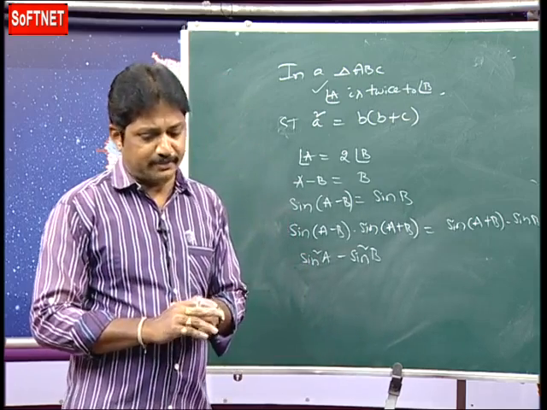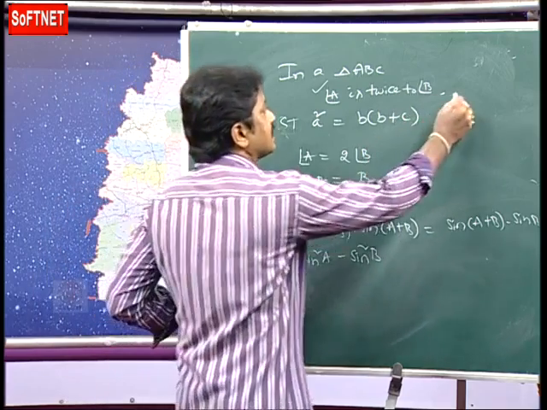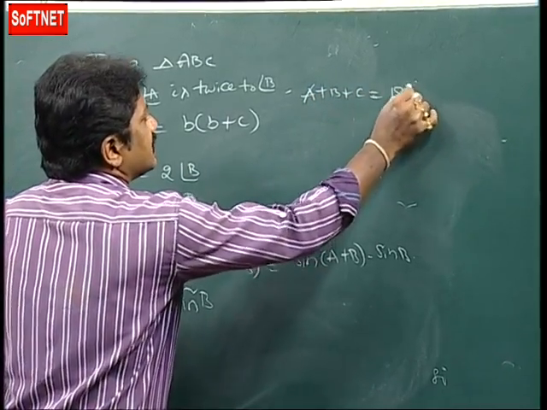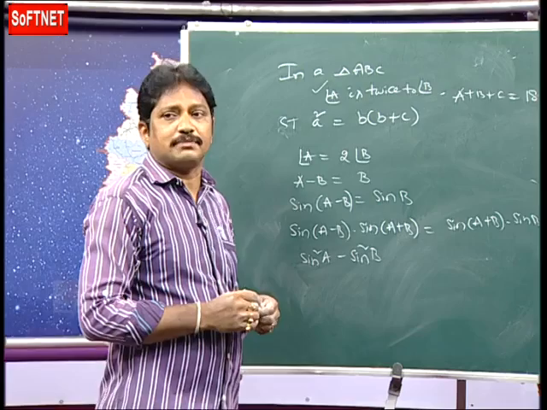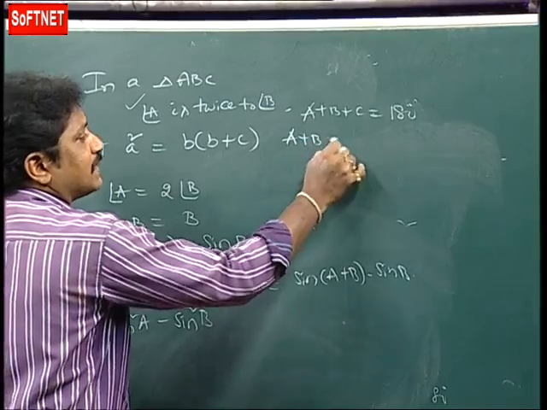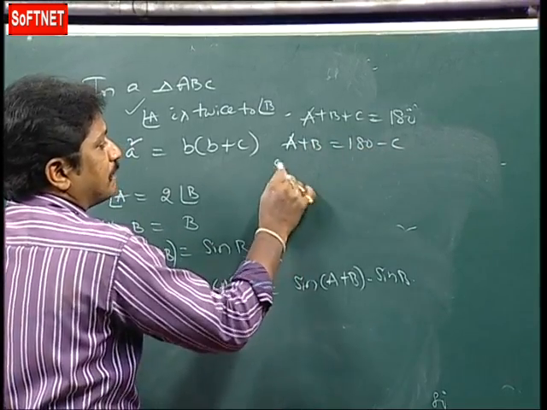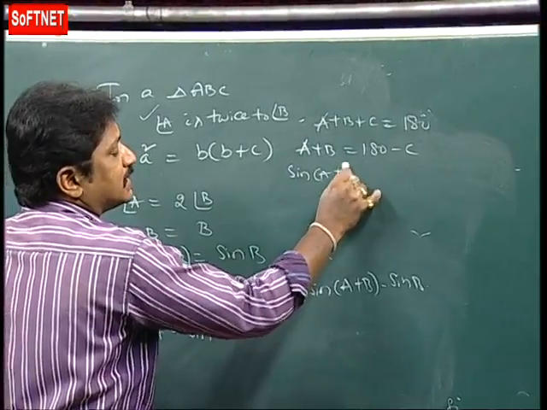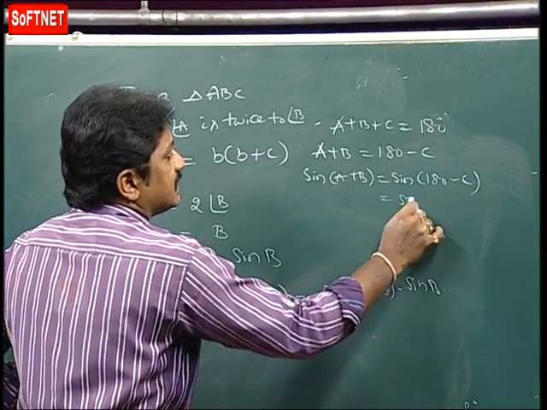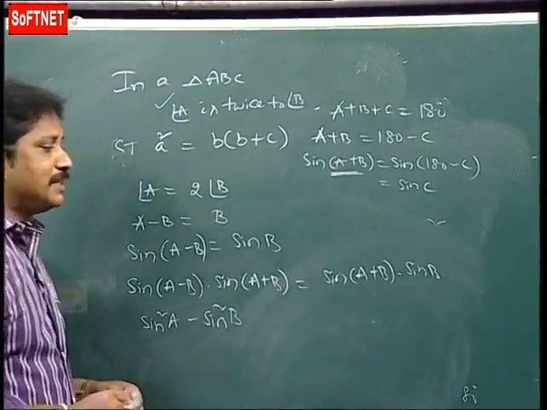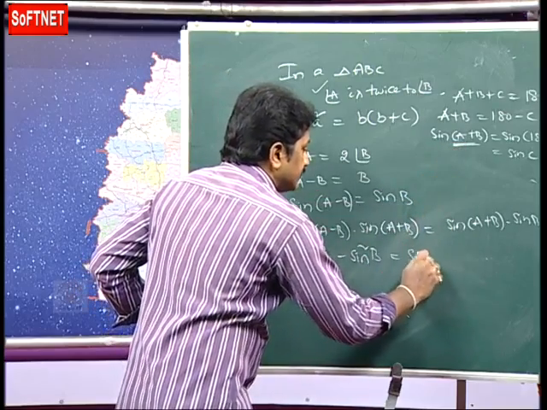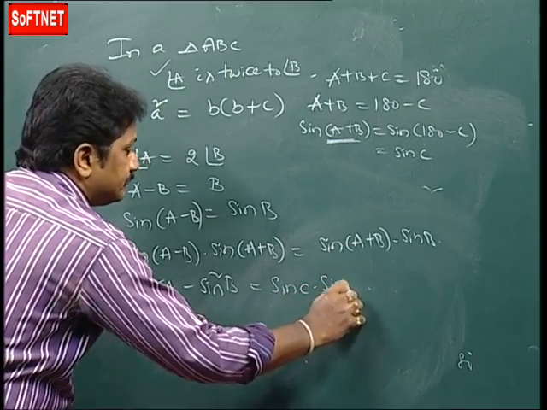This is most important. Now I am taking a concept: you know that A plus B plus C is equal to 180 degrees. Sum of 3 angles is equal to 180. When A plus B plus C equal to 180, you can write it as A plus B is equal to 180 minus C. When you apply sine on both sides, sine of A plus B is equal to sine of 180 minus C, so it is sine C. So sine of A plus B we can say is sine C. Now I am using the same here, sine C and sine B.